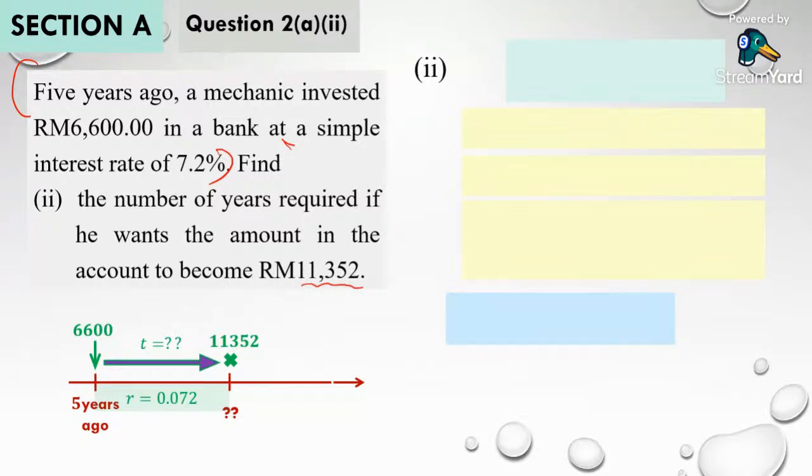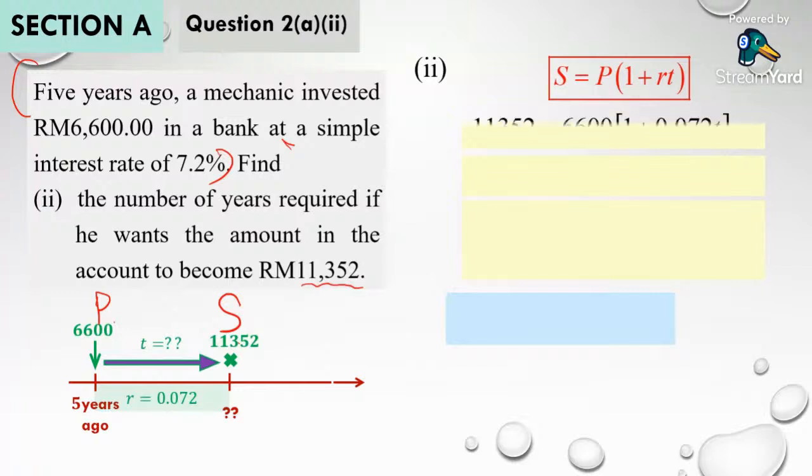Once again, based on our interpretation, we know that this is a simple interest case. With reference to this timeline, it is very clear that we start from the value 6600, which is the present value, the principal. It rolls up over some time and gets a future value of 11352. So this is our S. Once again, we use the future value formula for simple interest, S equals P(1 plus RT). Substitute the information accordingly.